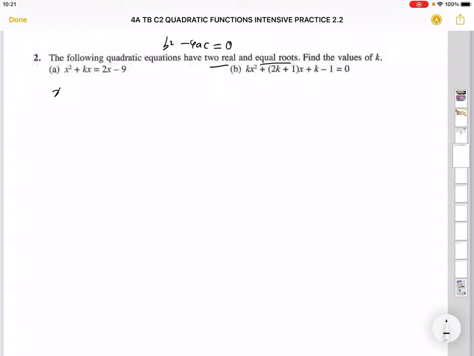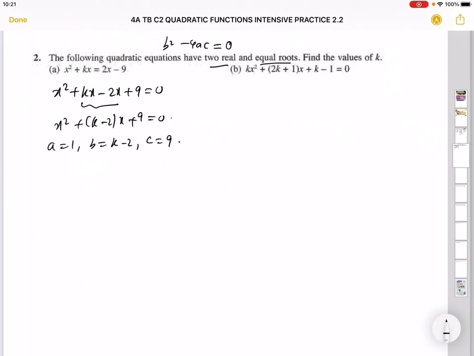So first we have to rearrange this equation. Now remember, if you have a term with double x, you have kx and minus 2x, you have to factorize them first and put them together so that you can identify your b. Your a is actually 1, your b is k minus 2, and your c is 9. So when you do b squared minus 4ac, we know it's going to be equal to 0. So k minus 2 squared minus 4 times 1 times 9 is equal to 0.